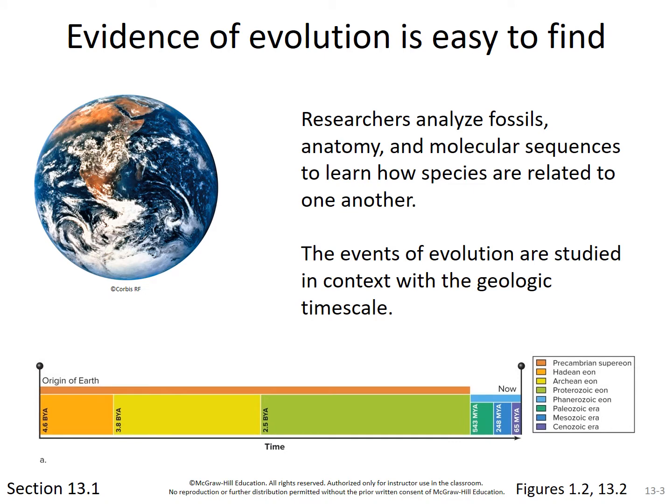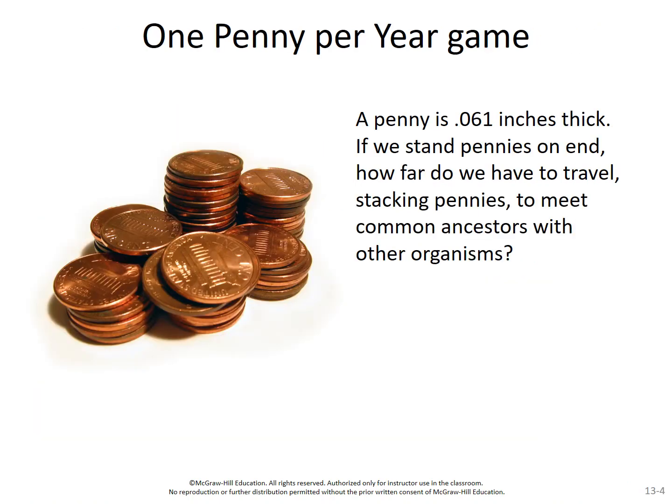As it turns out, evidence of evolution is pretty easy to find. There are a number of different sources for this. Fossils, anatomy, molecular sequences, all of these get studied to learn how species are related to one another. And these get studied in context with the geologic timescale, which we went over in the last video.